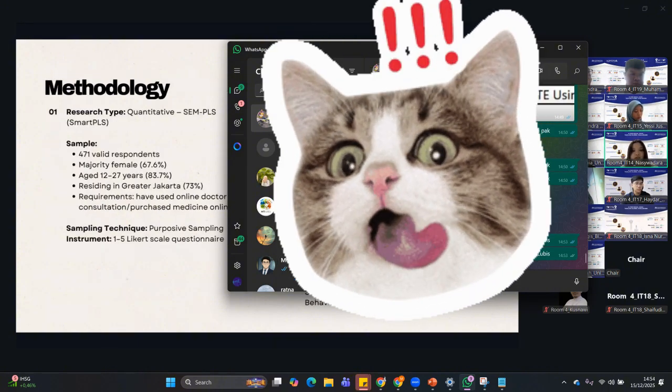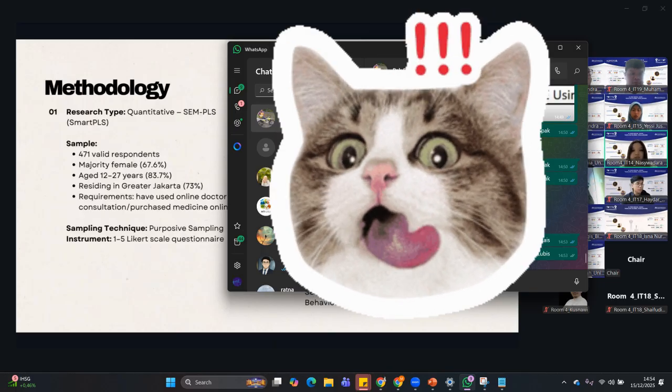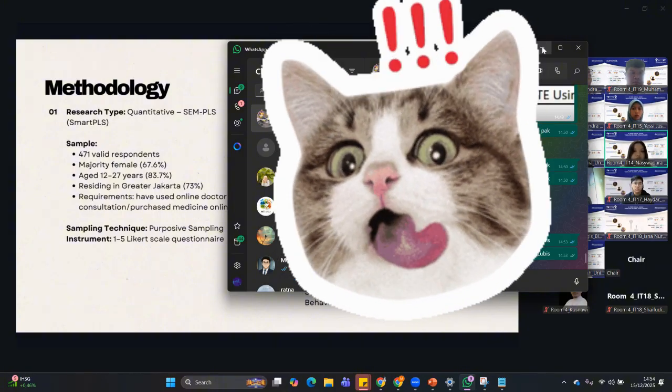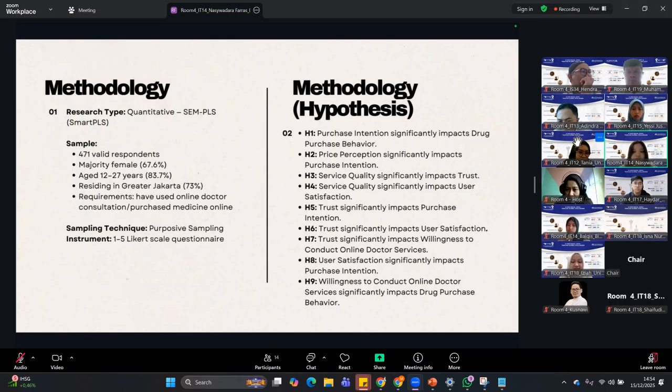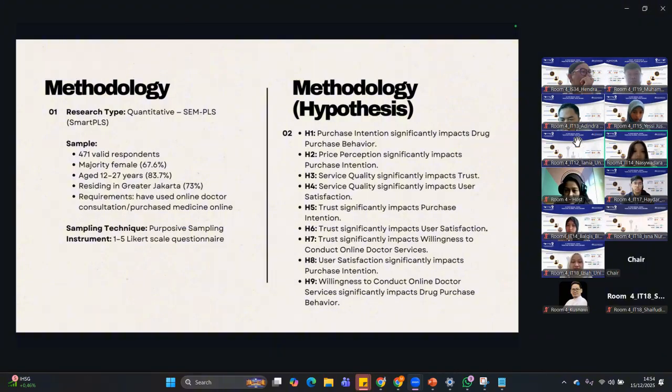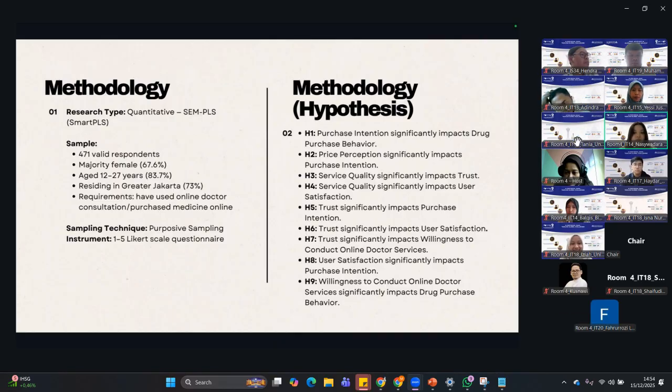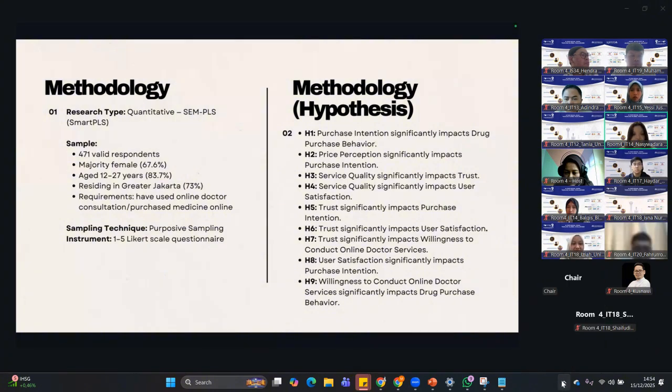So for the methodology, this study uses a quantitative research approach and applies structural equation modeling using the SmartPLS method. The data were collected through an online questionnaire using a 5-point Likert scale. A total of 471 valid responses were obtained from Indonesian users who had previously used online doctor consultation or purchased medicine online. Purposive sampling was applied to ensure respondents met the research criteria.